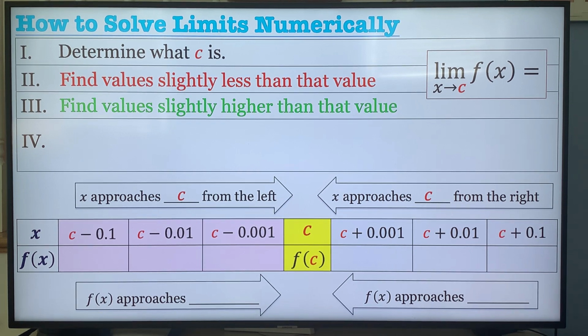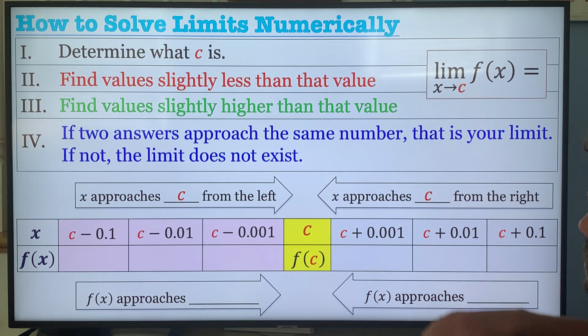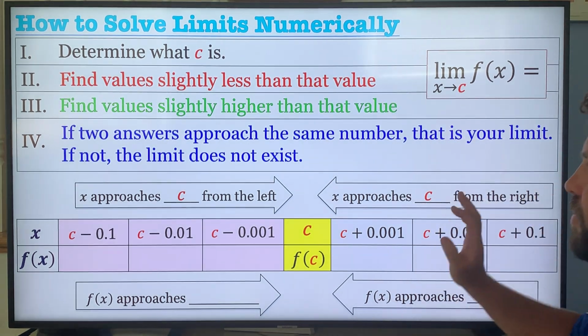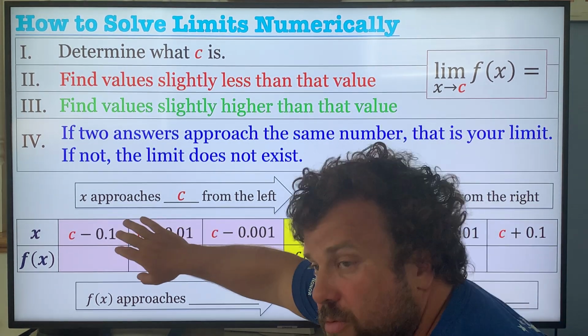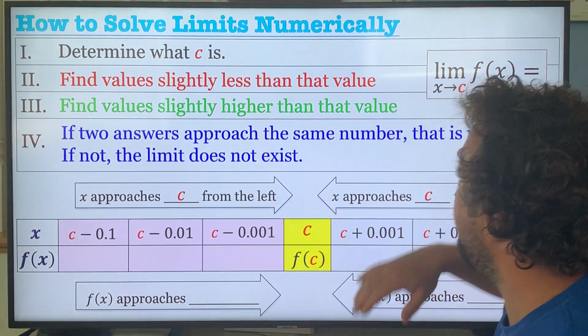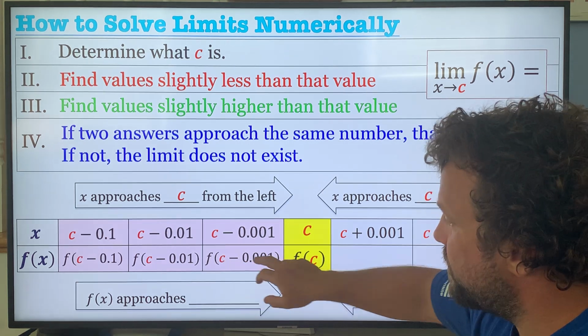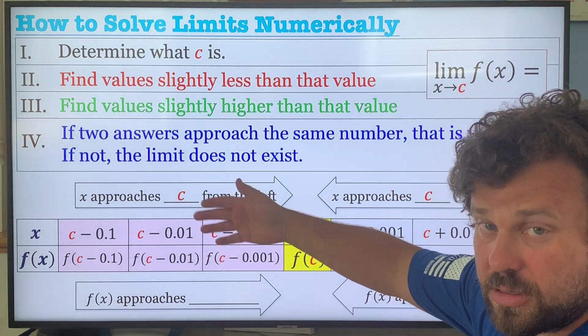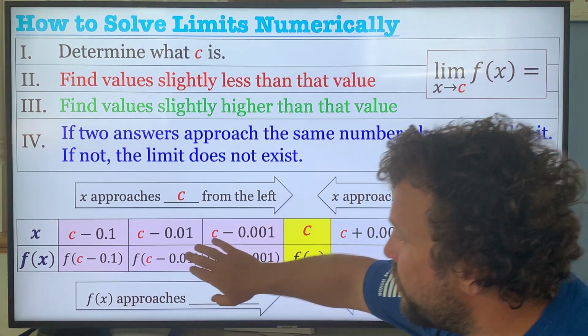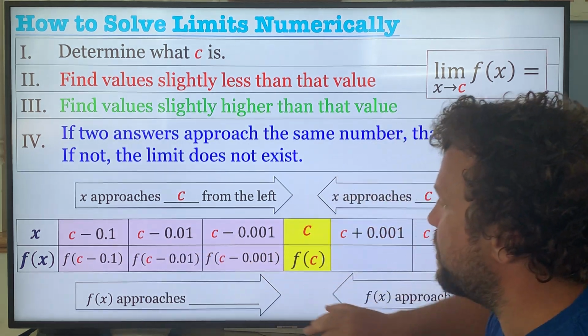Right? And then step 4, the last step, if the two answers approach the same number, that is what your limit is. If not, your limit does not exist. So I'm going to take these 3 things, which are actual numbers, and I take them and I plug them into my original equation. Okay? So f of c minus 1,000, c minus 100, c minus 10th. All right? And I get 3 answers here. And then I look to see what these answers are doing. Okay?